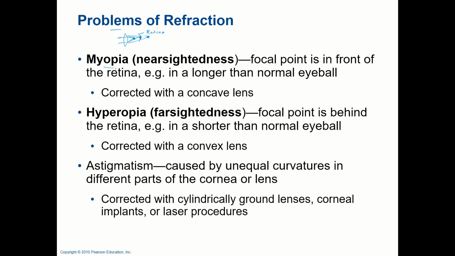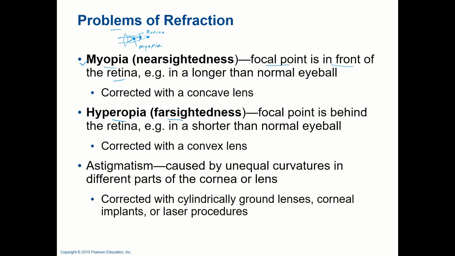One is called myopia, or nearsightedness. The person can see near things clearly but cannot see far things. Okay. What causes myopia or nearsightedness? If the focal point is in front of the retina here, this will cause myopia.